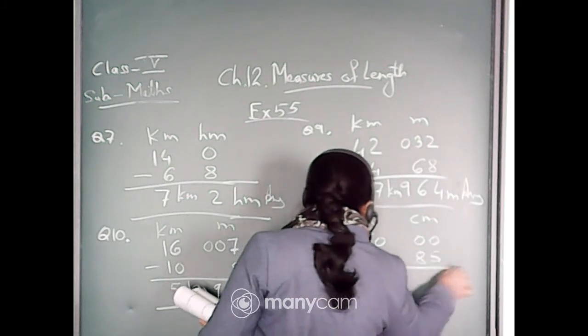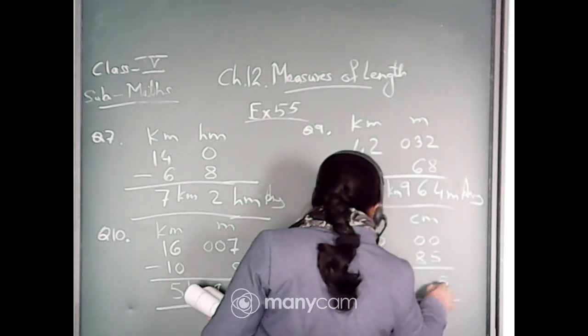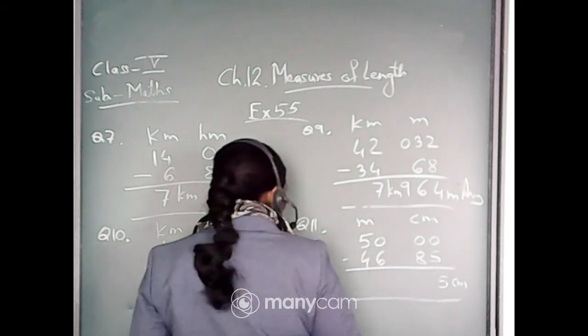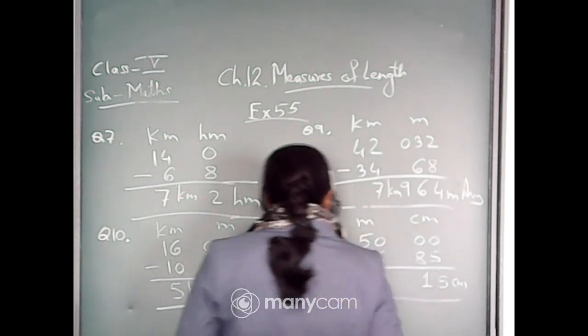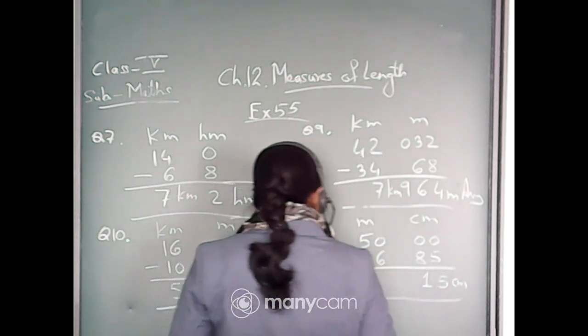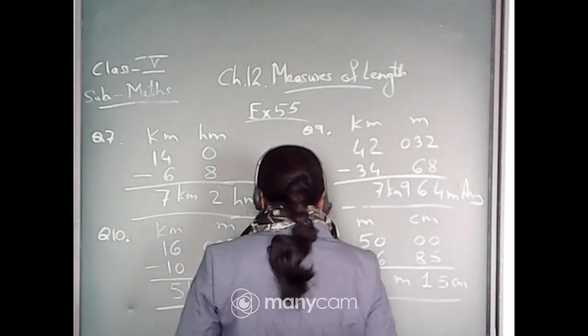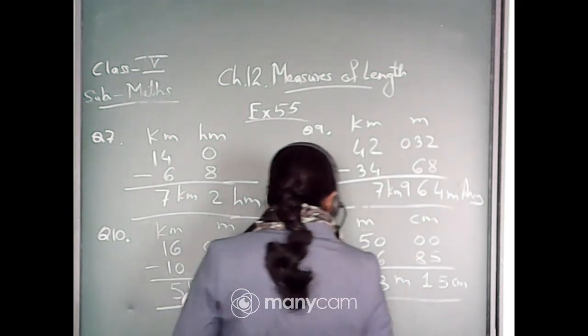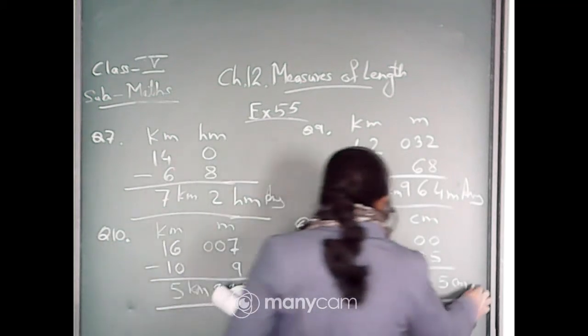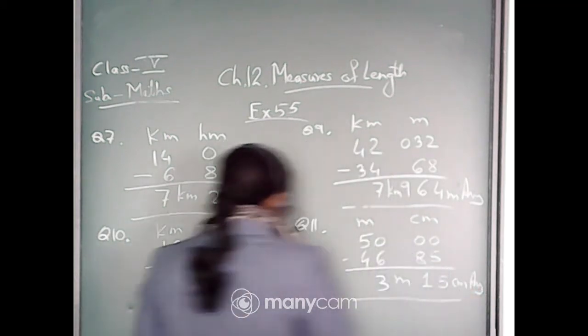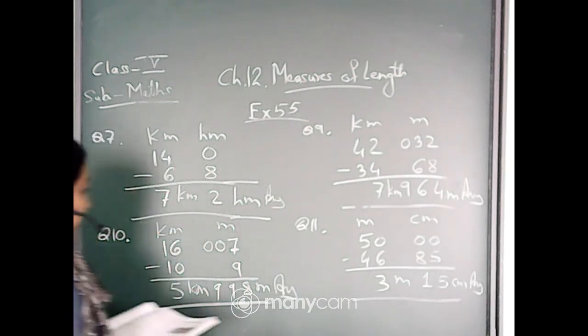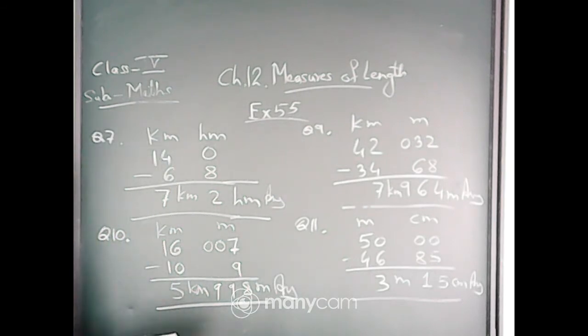So subtract it. 5, and 1, 15 centimeter, and for meter you are getting 3. So 3 meter and 15 centimeter is the answer for question number 11.